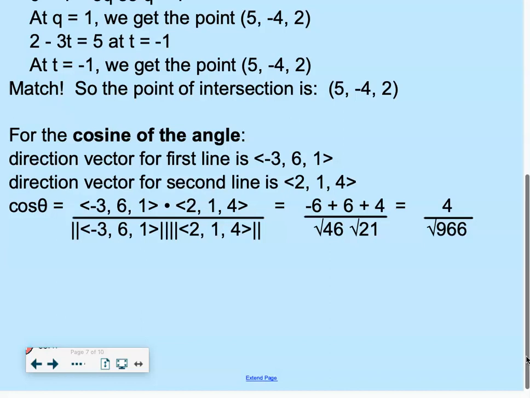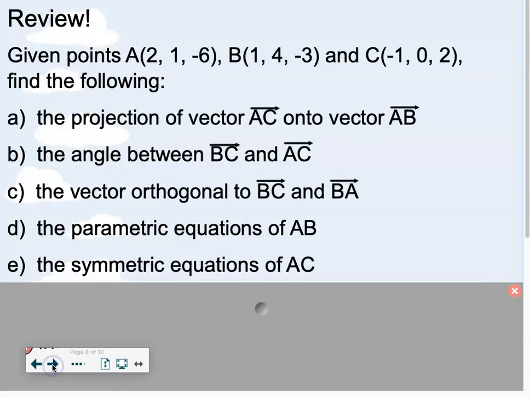Good. Any other questions on this? All right. So I have a little review. Let's see for a minute how much we remember. See if you can figure out most of it without looking at your notes.